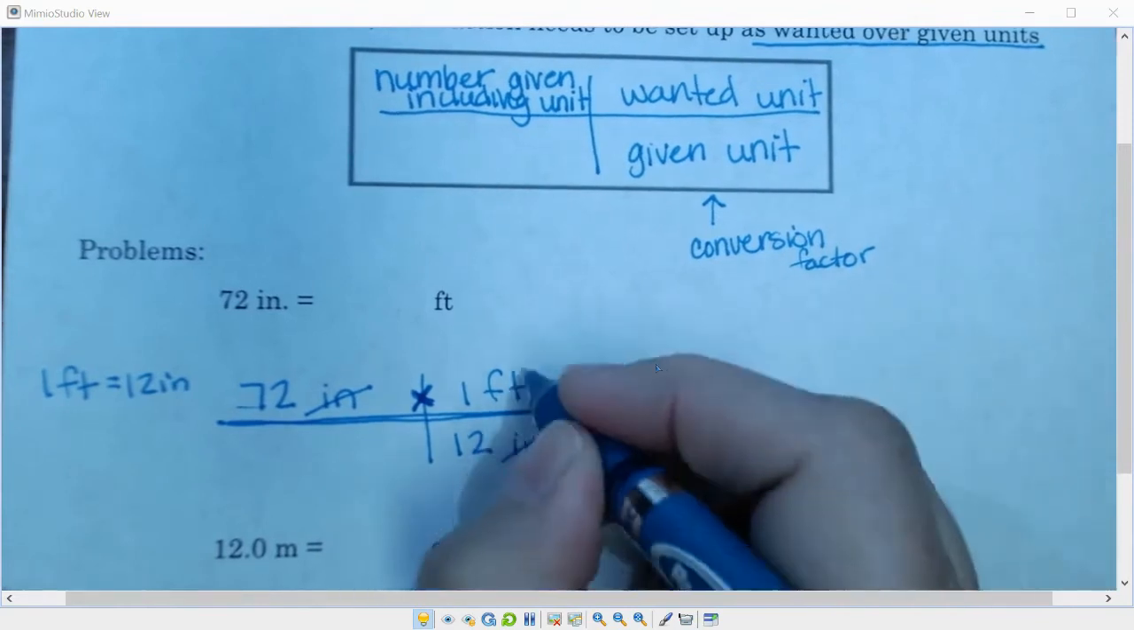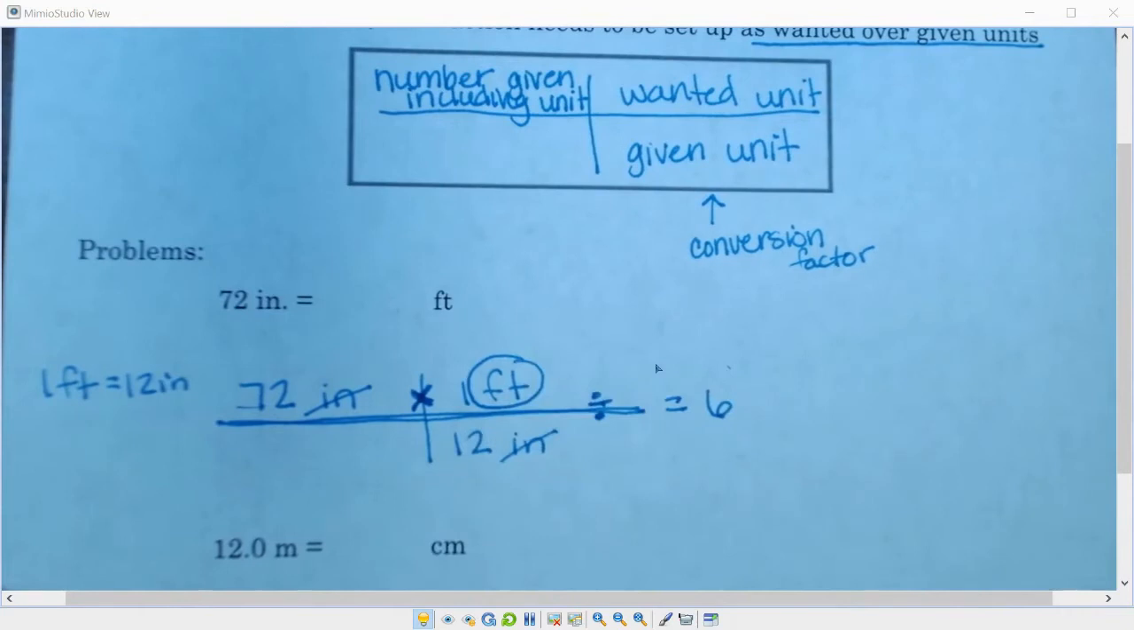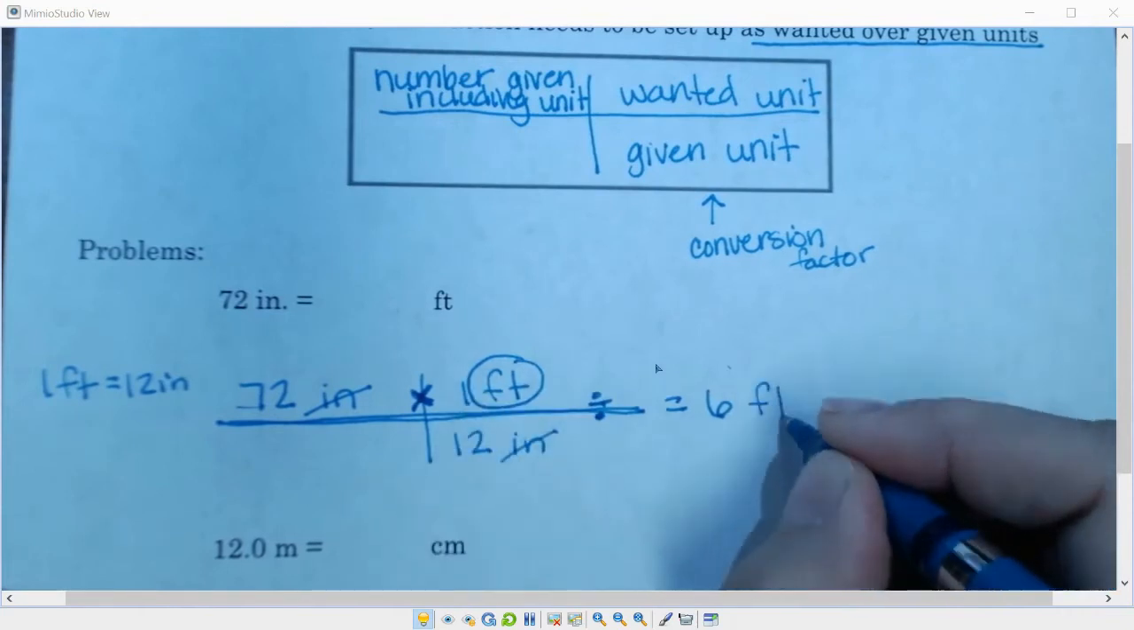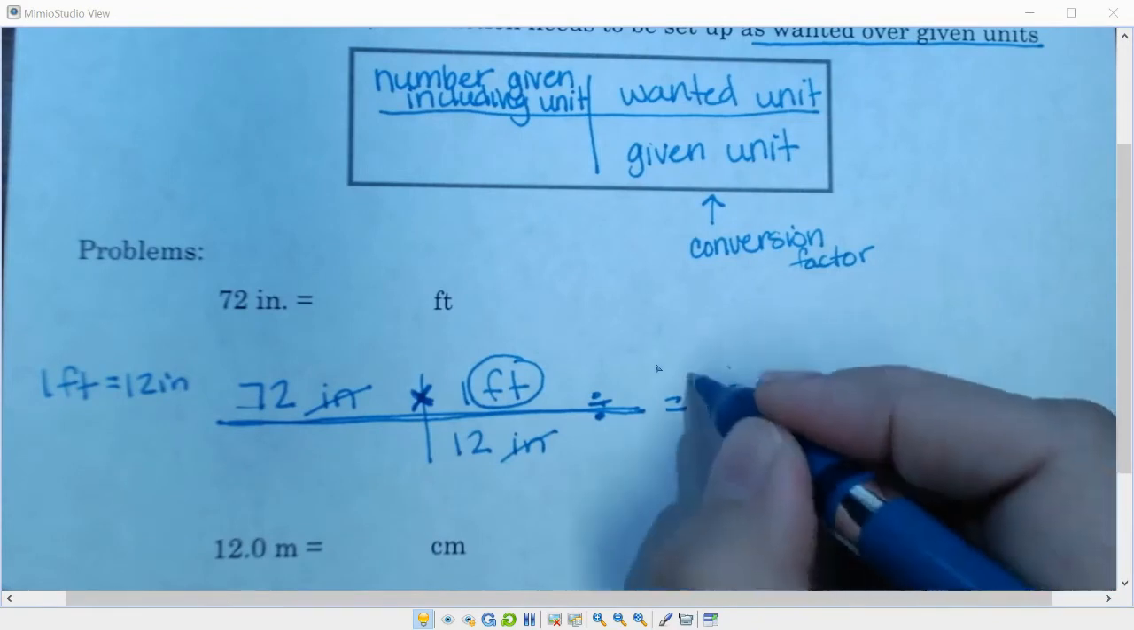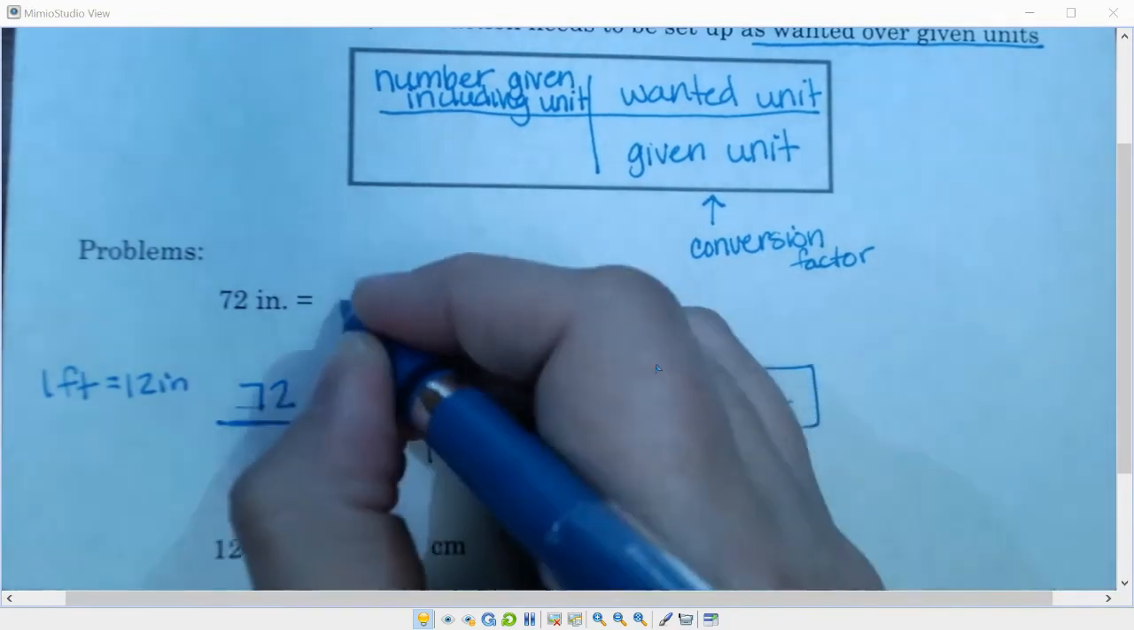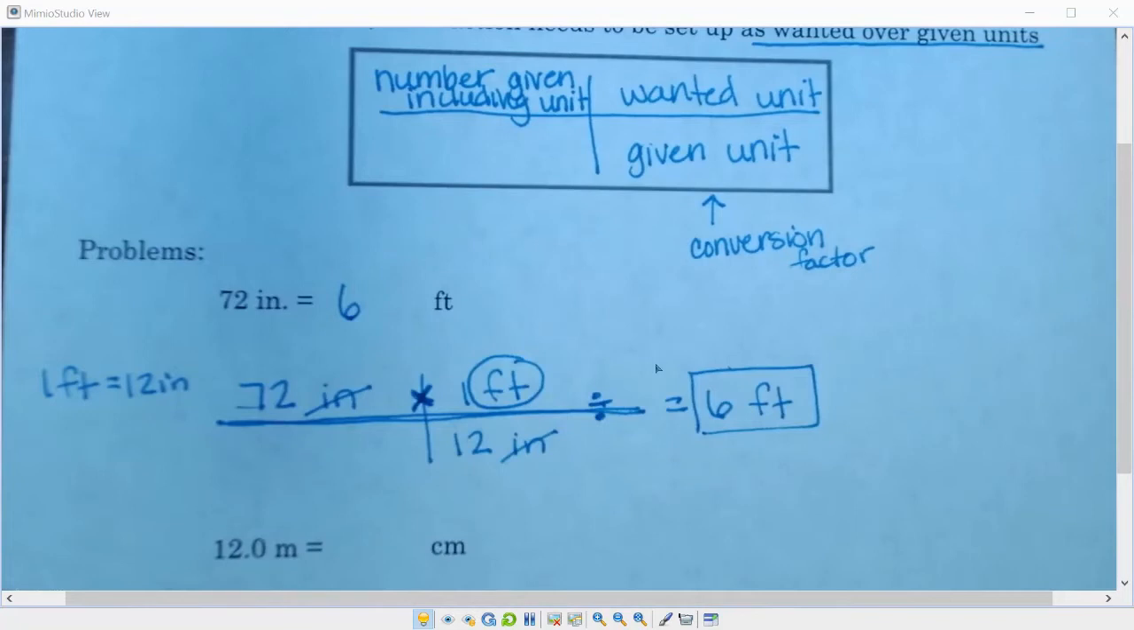The only unit that did not cancel was feet. So whatever you're left with in that top right box is going to be the unit that you're left with. And so we end up with 6 feet.